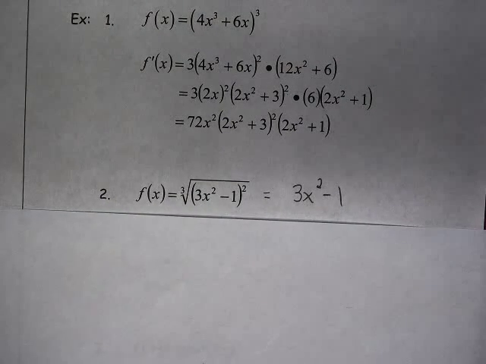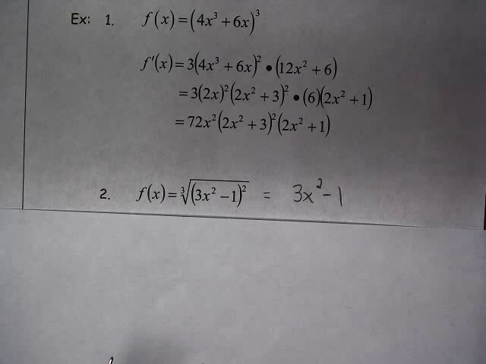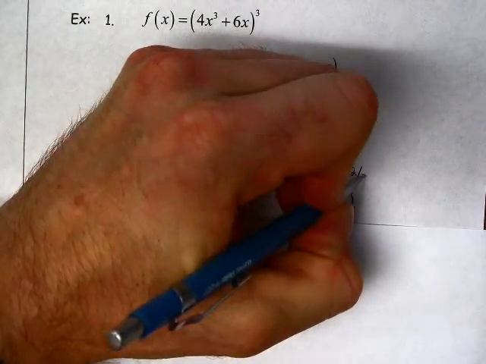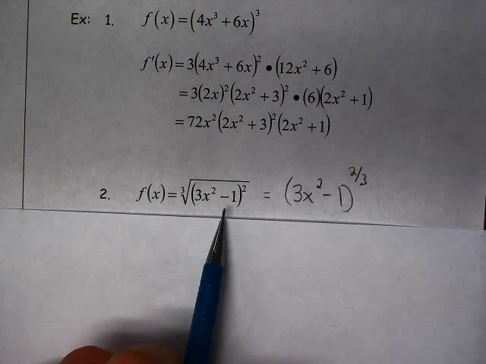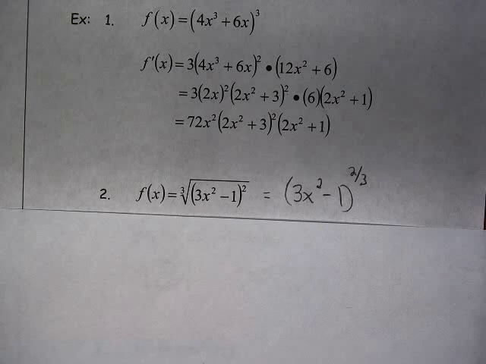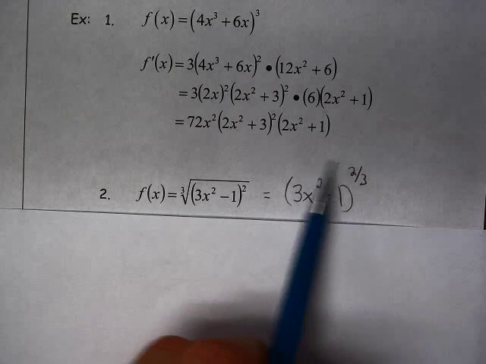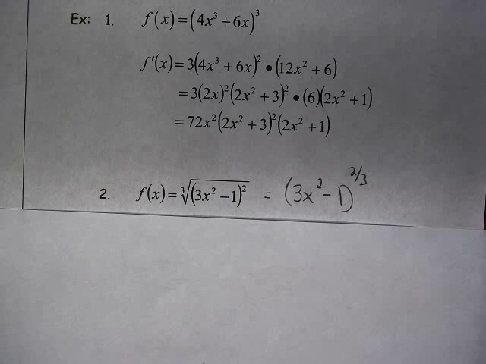The next problem, we have the cubed root of the quantity 3x squared minus 1 squared. And the very first thing that I'm going to do here is I'm going to write this, rather than as a root, as a rational exponent. So that's 3x squared minus 1, all to the power of 2/3. All right, so I have the outer part of this function is this quantity to the 2/3 power, and the inner part is the 3x squared minus 1.